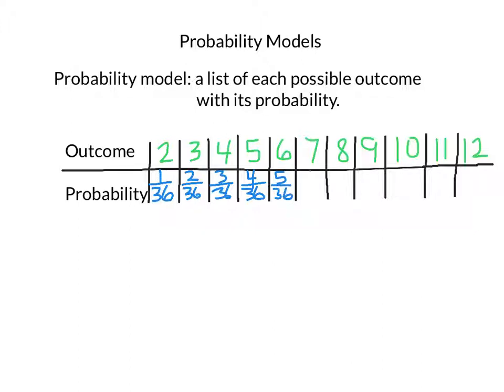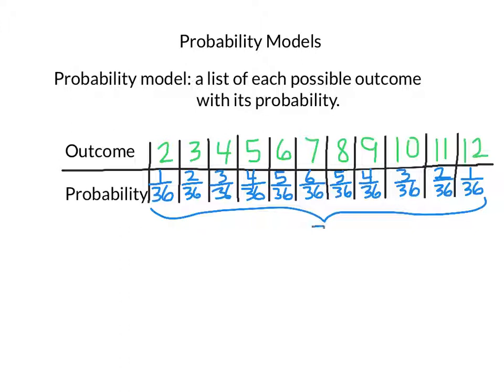For 7, there are 6 ways to get that sum. For 8, only 5. A sum of 9, there are 4 ways. A sum of 10, 3 out of 36. 11, there are 2 ways. And 12, there's just a 6 and a 6, so 1 out of 36. Something else to note about all probability models is if you have a complete probability model, the sum of all the probabilities will add up to 1, or in this case 36 out of 36, which is 1.